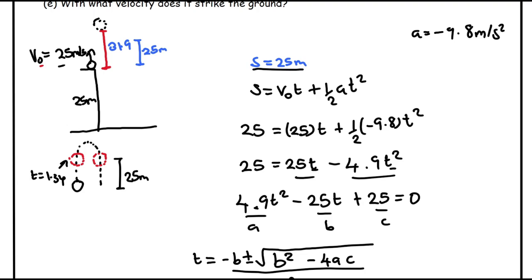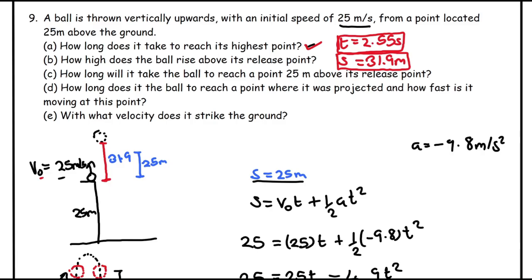Now the question was asking us, how long will it take the bow to reach a point 25 meters above its release point? So we're being asked for the first t. So our answer here is t equals 1.34 seconds.